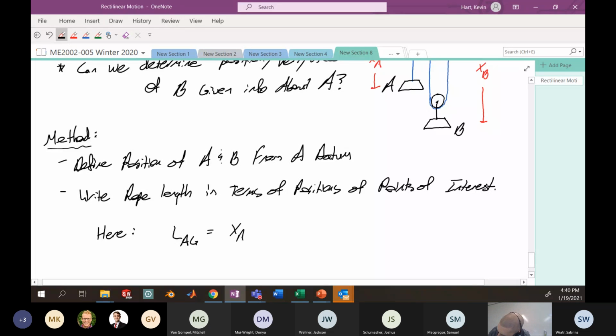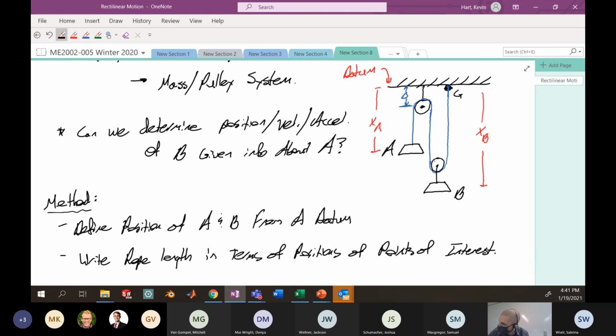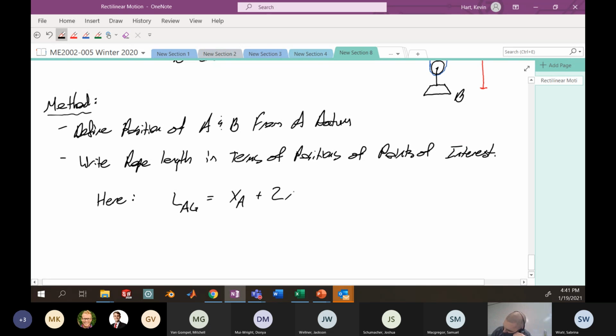So the length of this rope is approximately the length out to A, plus this portion of the rope, which is approximately XB, plus a similar portion of the rope, which is again XB. So for all intents and purposes, this is 2XB. More on that extra rope in a second, but for now we can approximate the length of this rope as the length to position A plus 2 times the length to position B.